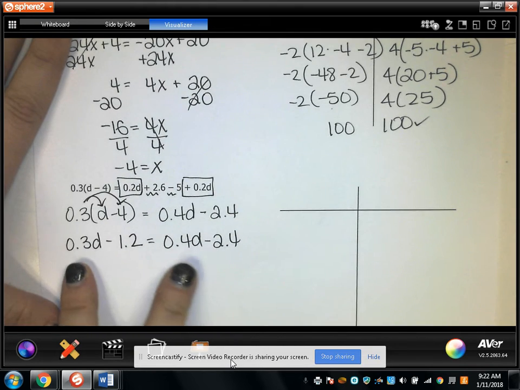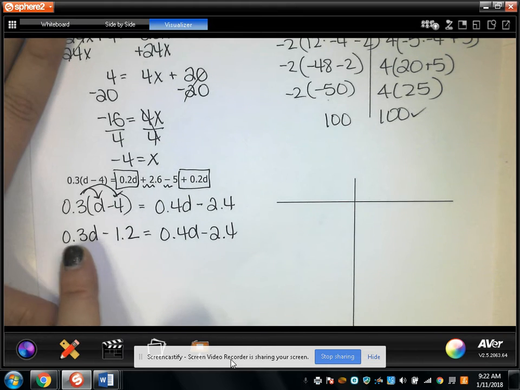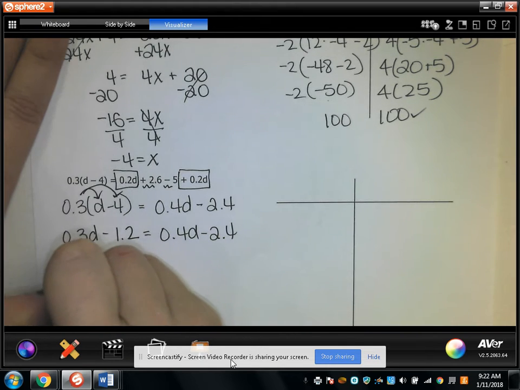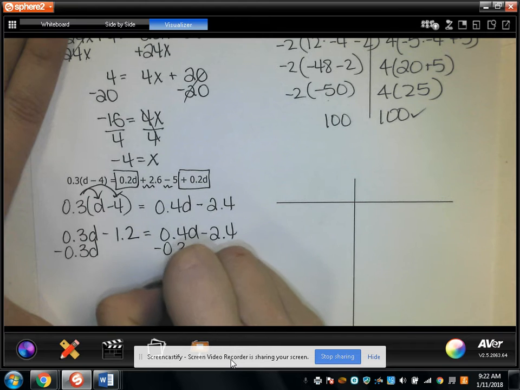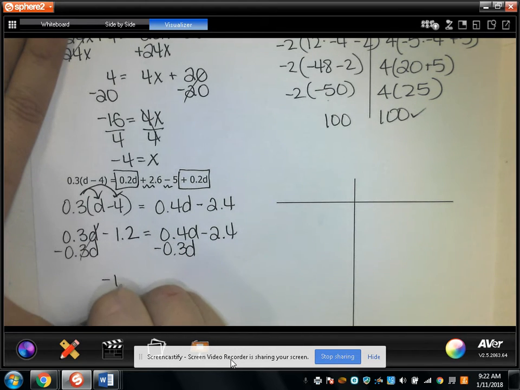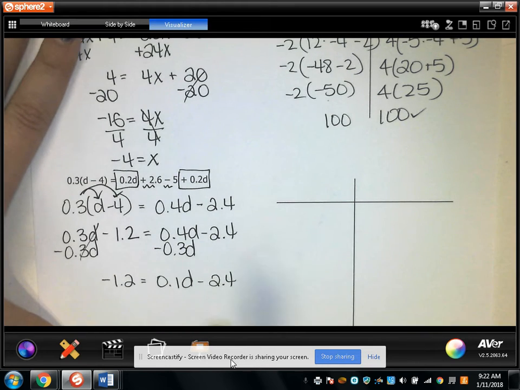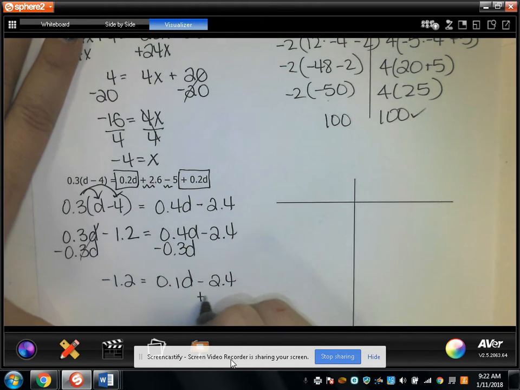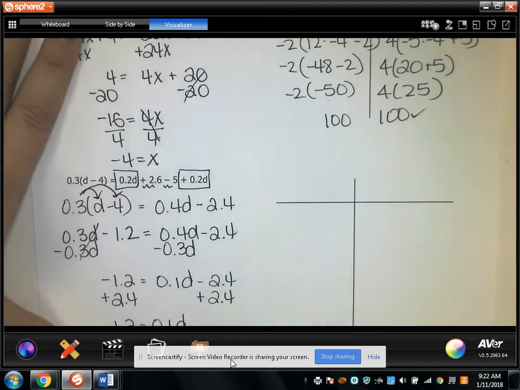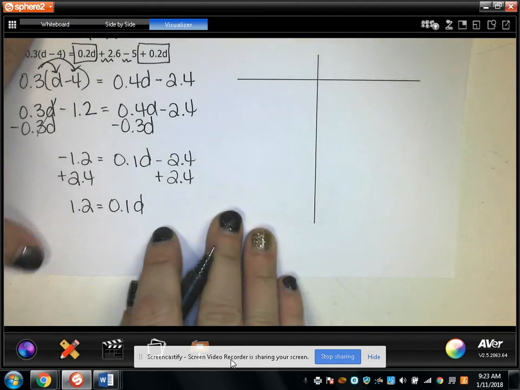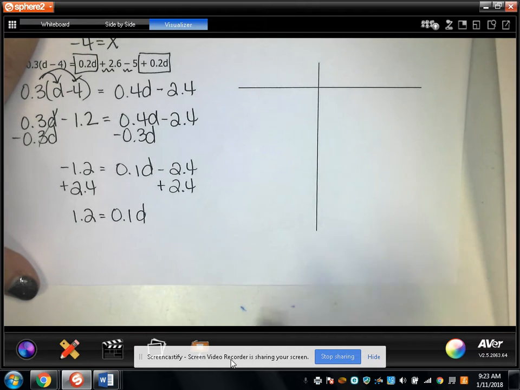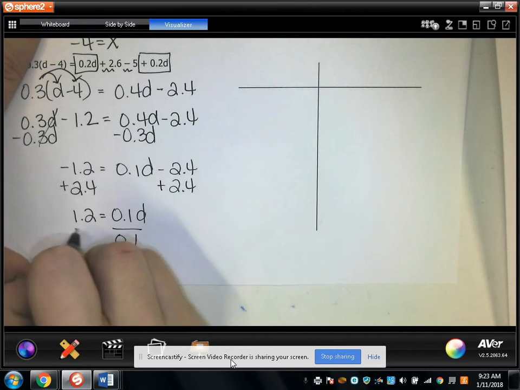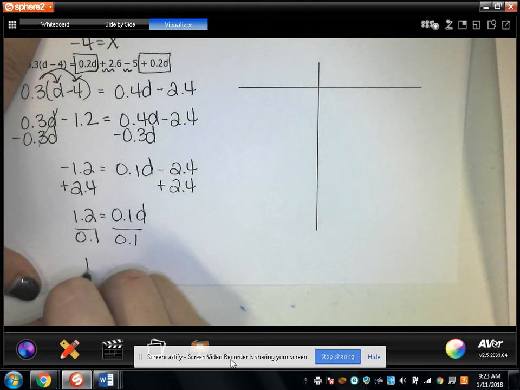Then next, I'm going to locate my variable that has the lower coefficient, and I'm going to move this one. So I'm going to subtract 0.3d, subtract 0.3d. I'm left with negative 1.2 equals 0.1d minus 2.4. Then I'm going to move my constants over to the other side. So plus 2.4, plus 2.4. Now I have 1.2 equals 0.1d. Then I'm going to divide both sides by 0.1. And I get 12 equals d.